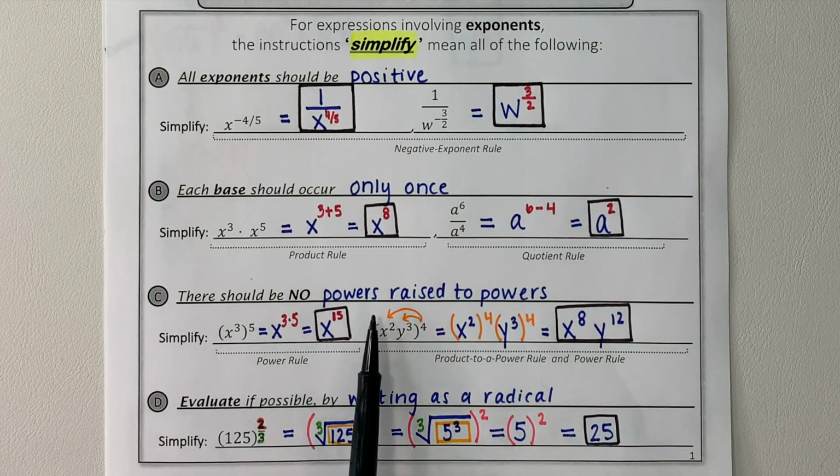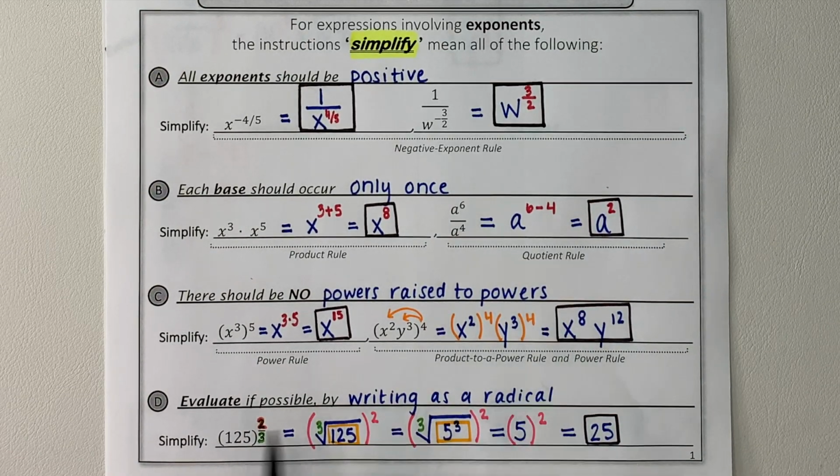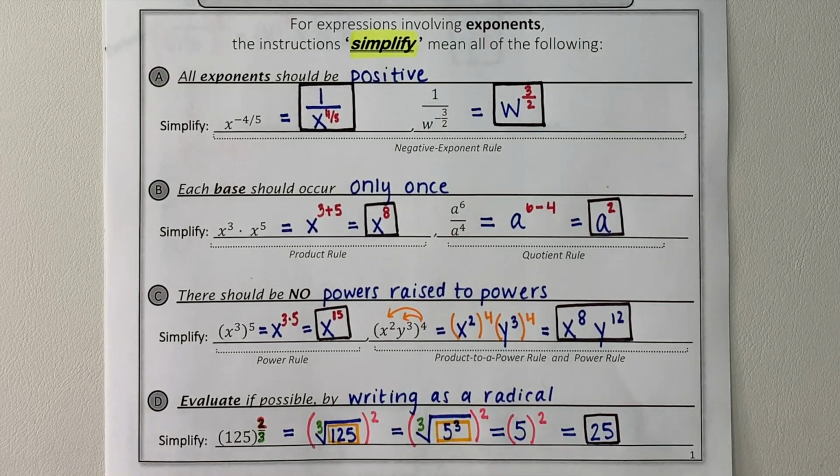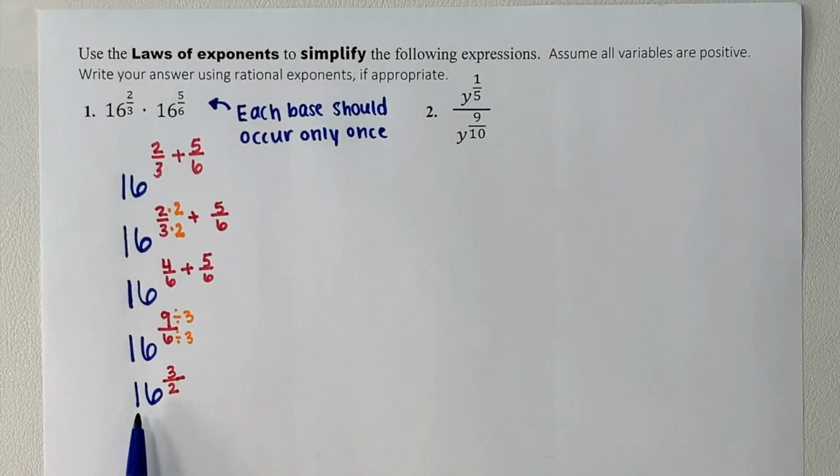There should be no powers raised to powers, we're good there. But we need to do step D. We need to evaluate if possible by writing as a radical. Because when you end up with a number raised to a fractional exponent, you want to rewrite it as a radical to see if you can evaluate it.